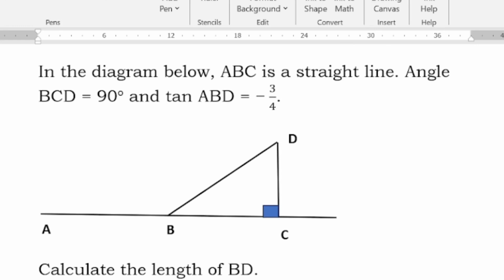Now we are told in the diagram below, ABC is a straight line. ABC is a straight line. Angle BCD, this one is 90 degrees.